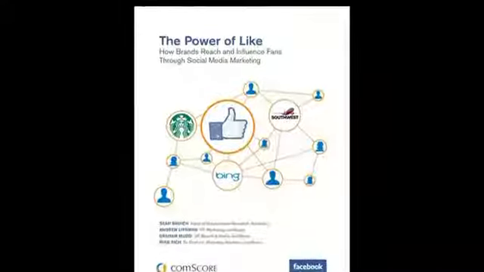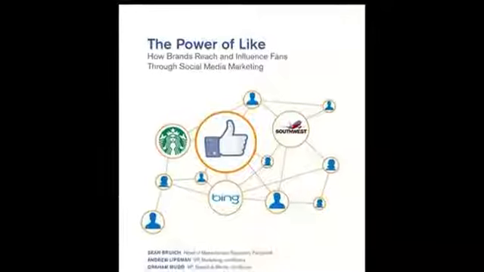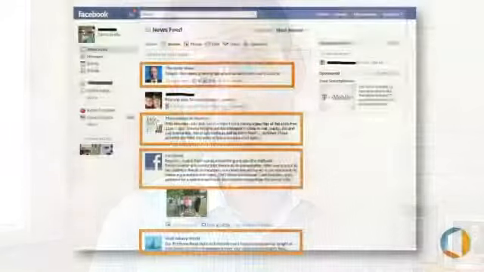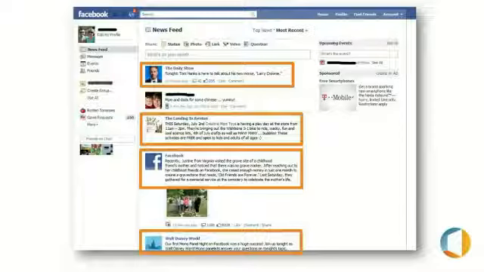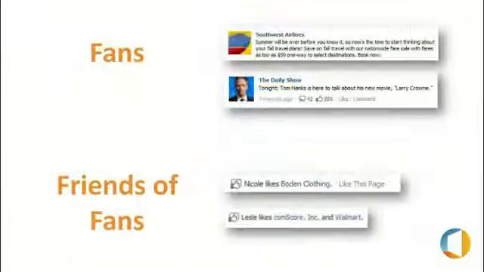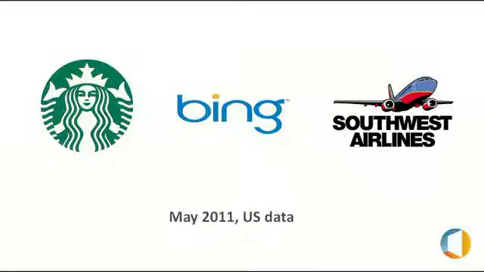Now, this is a brand new look into Facebook that we haven't been able to do before using a new platform we have to measure social media. And what we did here is take over a year to develop some new techniques to understand the brand messages that appear in the news feed and the profile pages of people who visit Facebook. So we can identify the fans of a brand as well as the friends of those fans and get some really cool insights. In the white paper, we focused on three brands: Starbucks, Bing, and Southwest Airlines, and everything you'll see today is based on May 2011 data in the US.